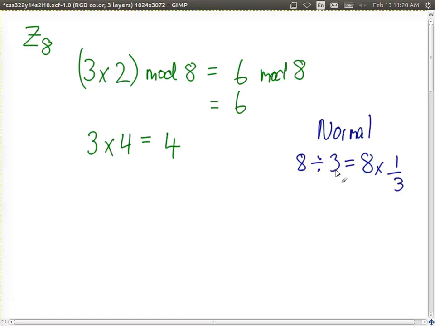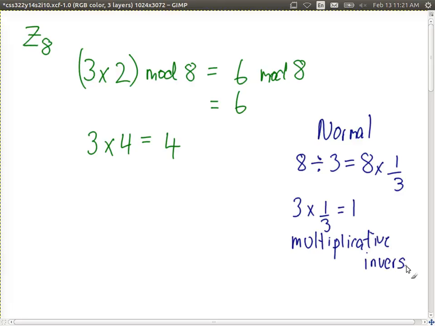But this is called the multiplicative inverse. The multiplicative inverse in normal arithmetic is that when we multiply two numbers together and we get 1, then we say they are the multiplicative inverse of each other. 3 times 1 over 3 equals 1. 5 times 1 over 5 equals 1. Okay, so it's easy in our normal arithmetic.